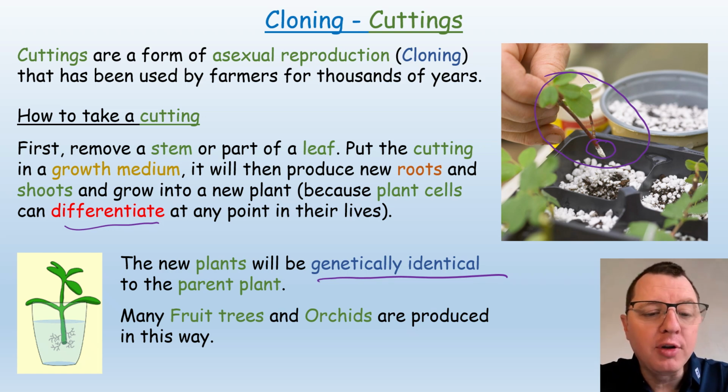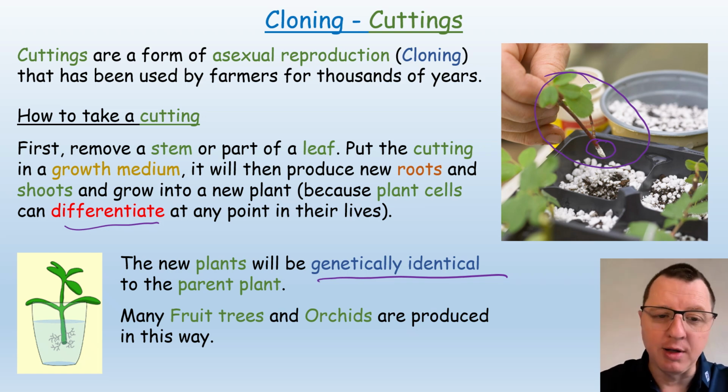This technique of cuttings is utilised for making many fruit trees in orchards, so that you can have identical cloned trees within your orchard, and therefore hopefully you'll be producing identical fruits that you can sell in the supermarkets.